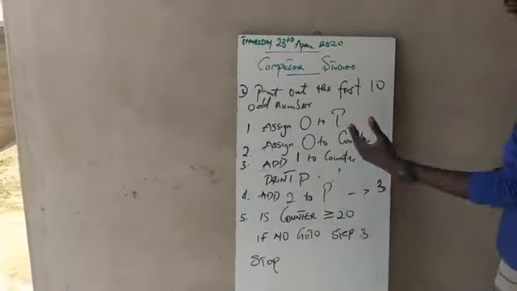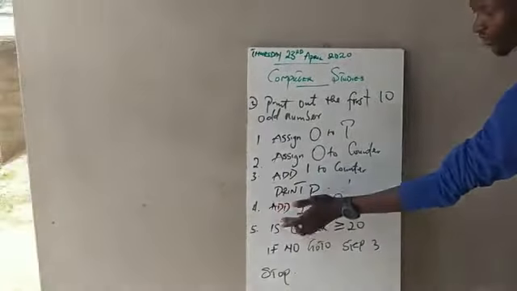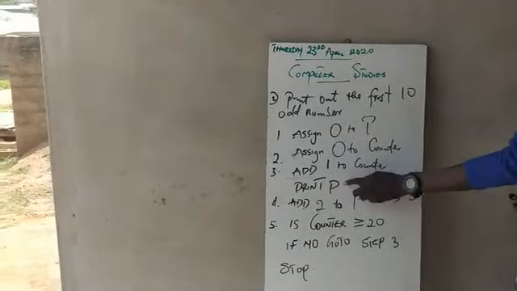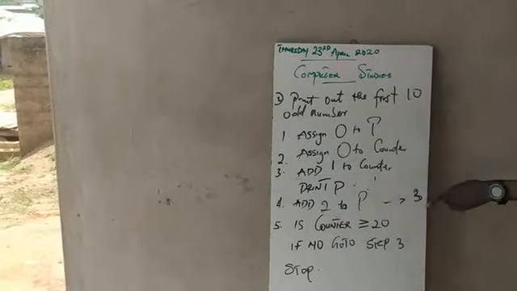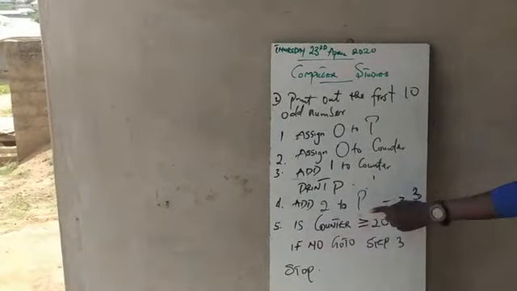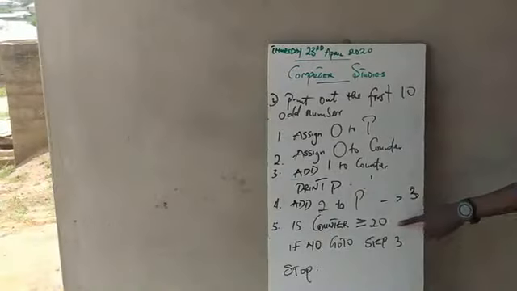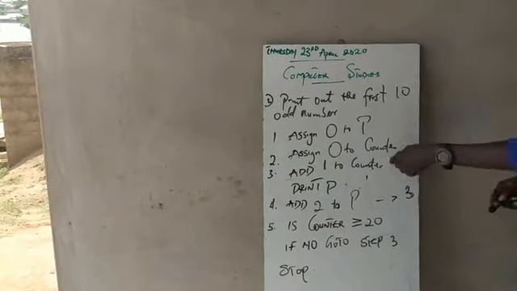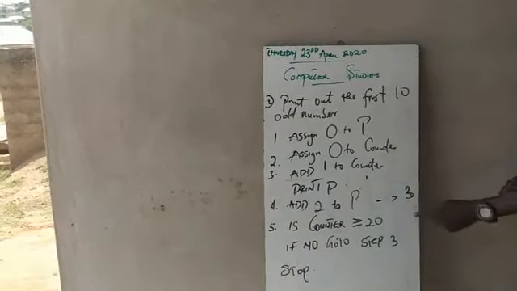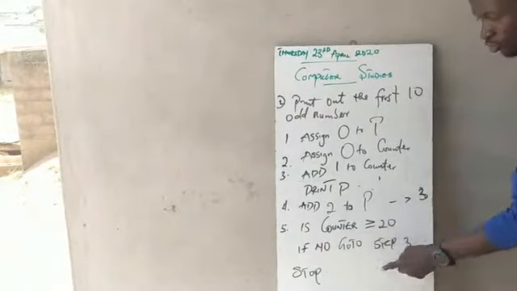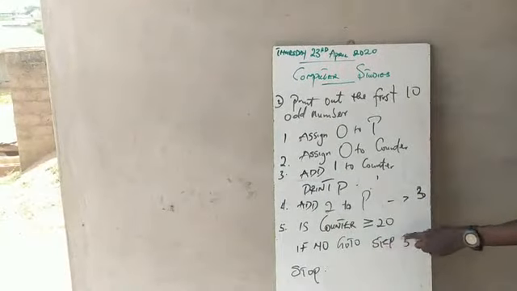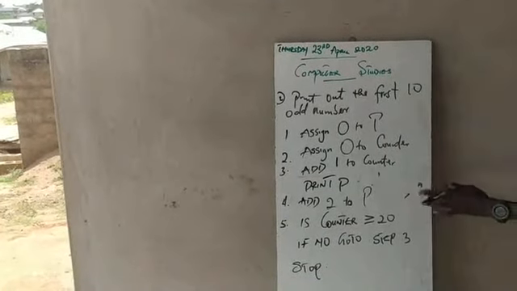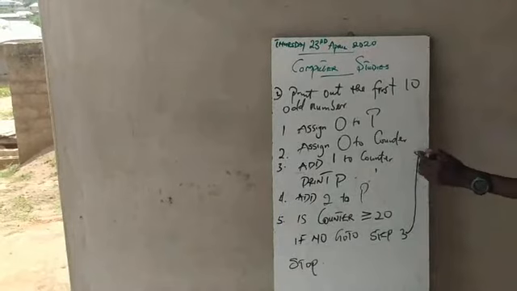For example, let me rephrase. Step 4, we have add 2 to P. So if you're adding 2 to P, if you print P here and P is 1, then if you're adding 2 to P here, P will be 3. Then step 3 is counter greater or equals to 20. By the time you get here, you know that P is 3 and P is stored inside counter. Definitely at this time, counter is 3. Definitely the answer is no. So if it is no, you loop. You go back to step 3.